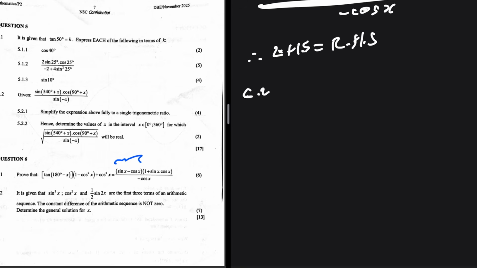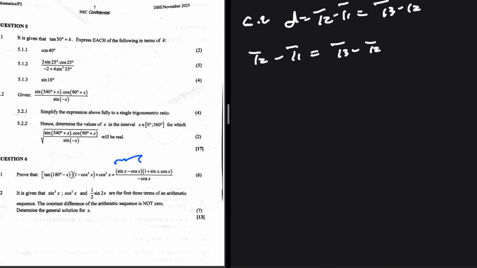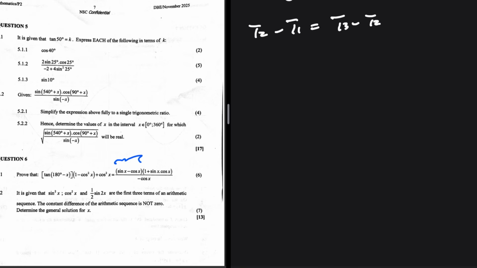The constant difference of the sequence is not 0. Determine the general solution for x. So we know that d is equal to t2 minus t1, but it is also equal to t3 minus t2. So we're going to have t2 minus t1 being equal to t3 minus t2. That is something that we already know for an arithmetic sequence, right?